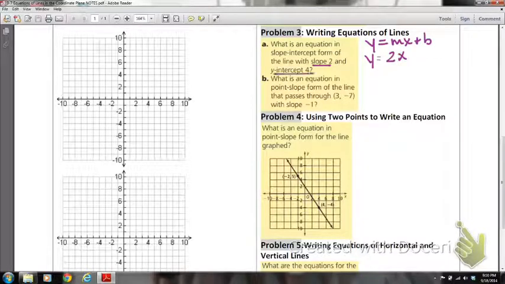And for b, we're going to put in the y-intercept of a positive 4. And that's all that you have to do to write the equation of that line.